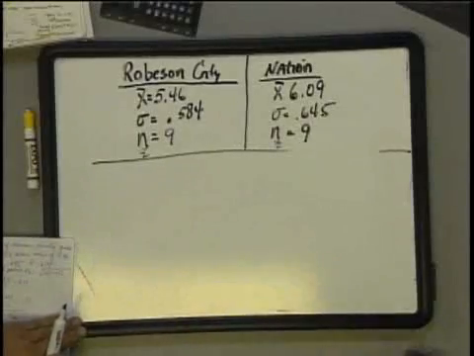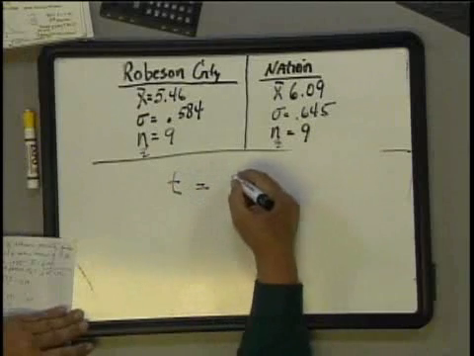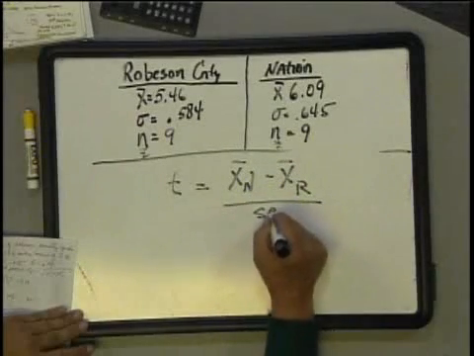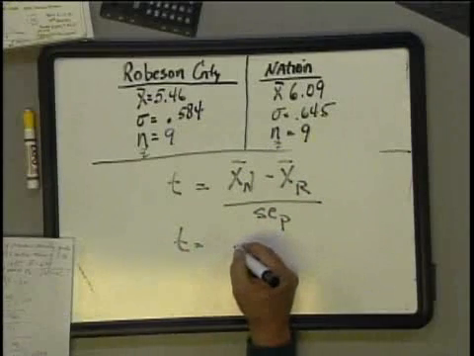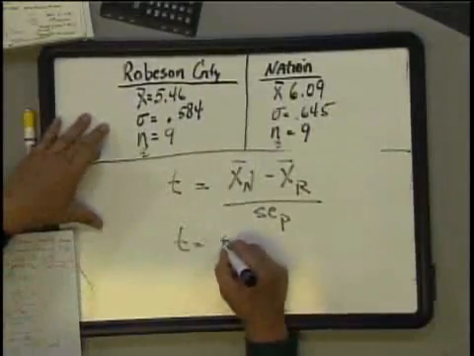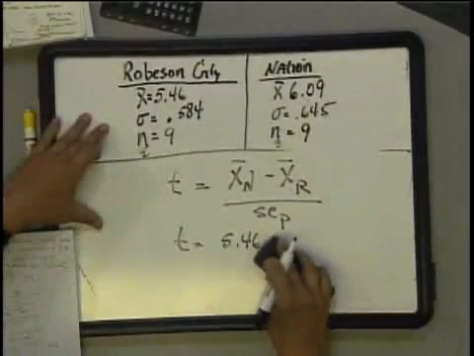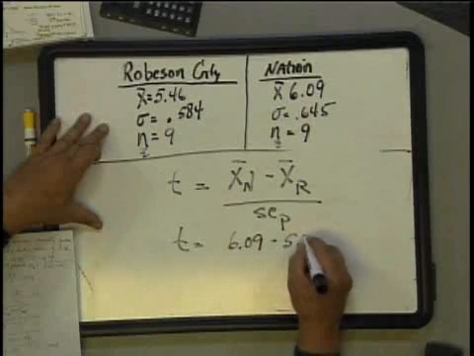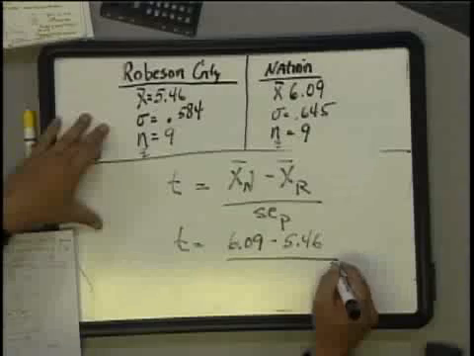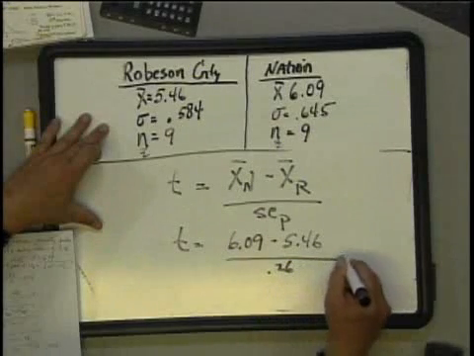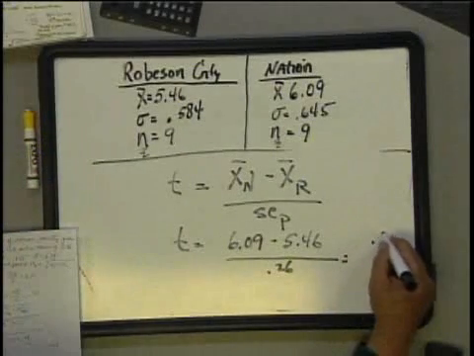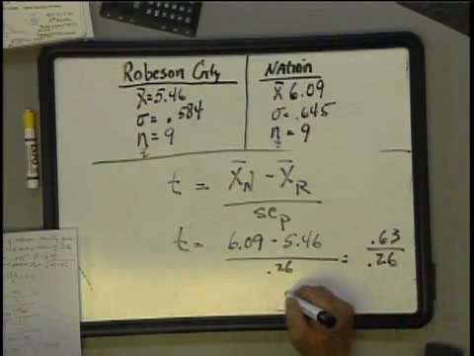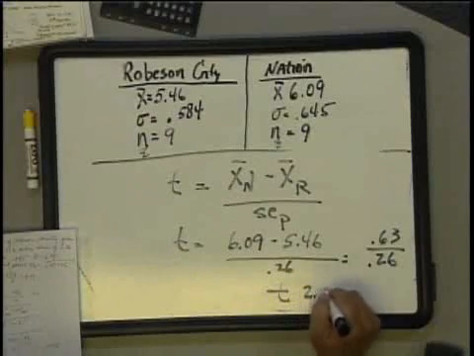Now let's go back to our formula for T. T is going to equal the mean of nation minus mean of Robeson County divided by the standard error pooled, and that T is going to equal, what was my mean of the nation, 5.46 minus, I'm sorry, I have that in reverse. That should be 6.09. It doesn't matter because we don't use negative numbers here, remember? Minus 5.46 divided by, what was my standard error pooled? 0.26. And that's going to be 0.63, I think, divided by 0.26. And T is going to equal 2.38.